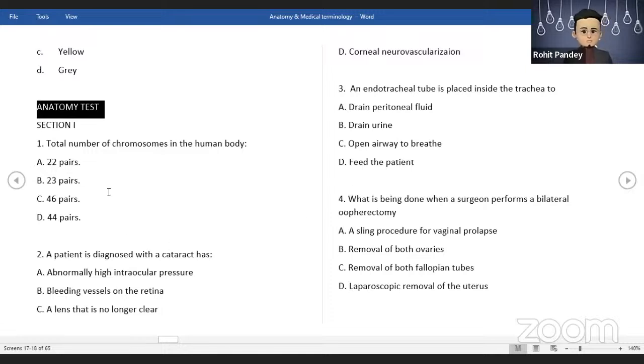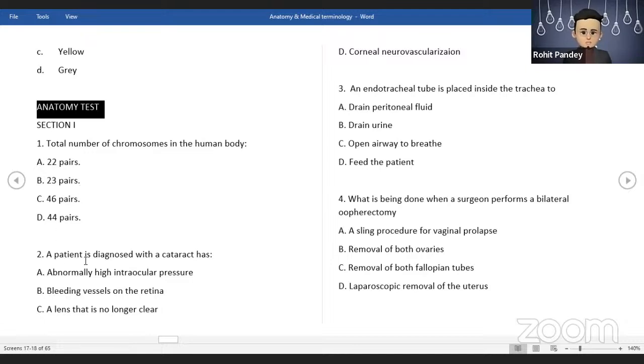Okay, let's start. Our first question is: total number of chromosomes in the human body: 22 pairs, 23 pairs, 26 pairs, 46 pairs, or 44 pairs. First, think about the answer and pause the video, then check whether you are right or not. Just take it as a test. So the answer is B, 23 pairs. 23 pairs of chromosomes are in the human body.